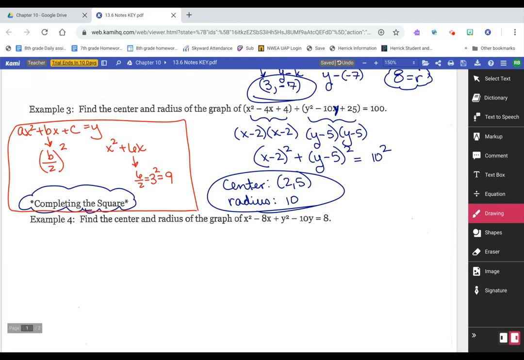I am going to show you a quick video using algebra tiles because I feel like completing the square with algebra tiles is a great way to show you what it really means when they say completing the square. So this just takes about 3 minutes.